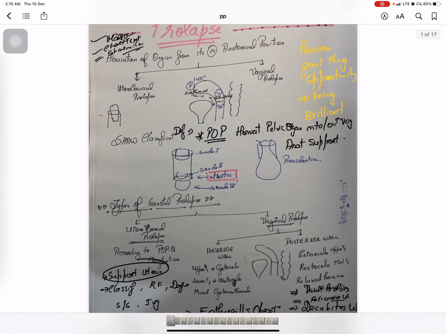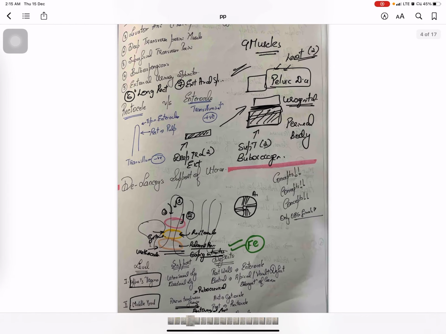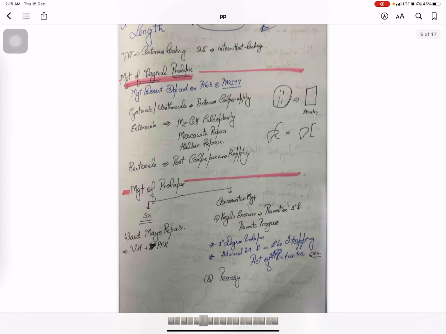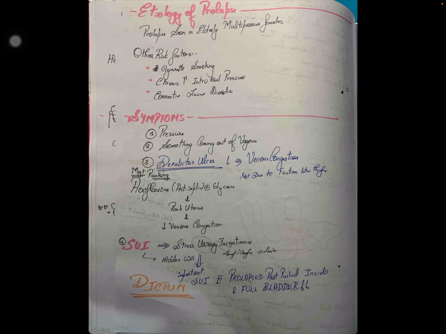Next question, classification, risk factors and degrees of prolapse. So the classification of uterovaginal prolapse, let's start with risk factors, I think. So not mentioned here, but I have very extensively written risk factors in prolapse.